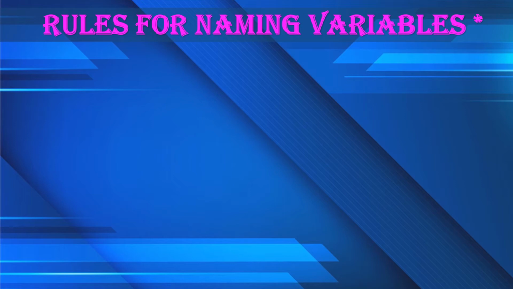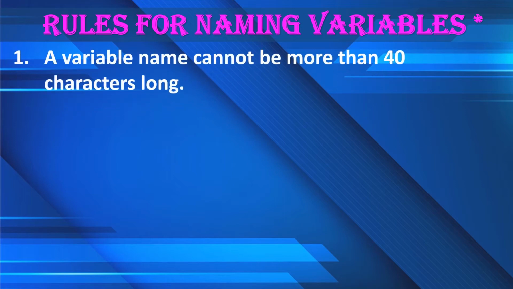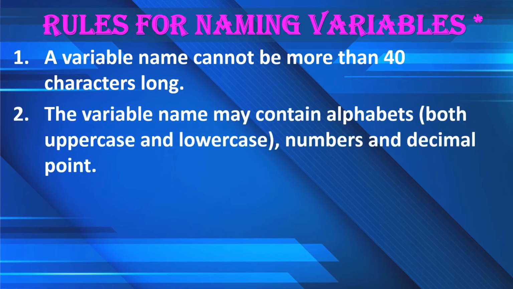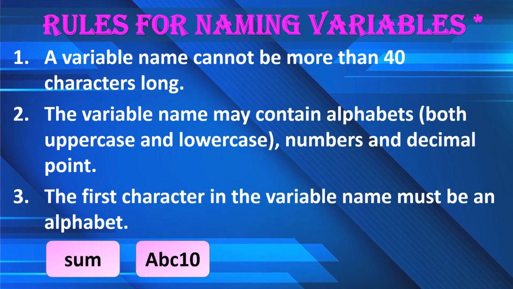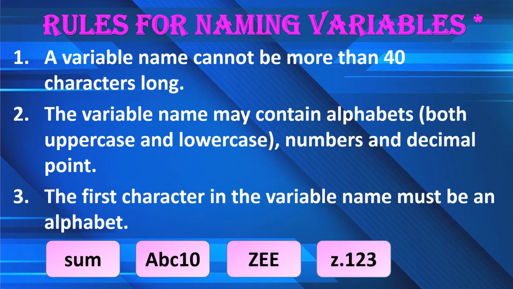Let's discuss some rules for naming variables. A variable name cannot be more than 40 characters long. The variable name may contain alphabets, both uppercase and lowercase, numbers and decimal point. The first character in the variable name must be an alphabet. For example, sum, ABC10, Z, Z.123. These are the perfect examples of variable names. But 98AVG is not a perfect name for a variable because it starts with a digit instead of an alphabet.